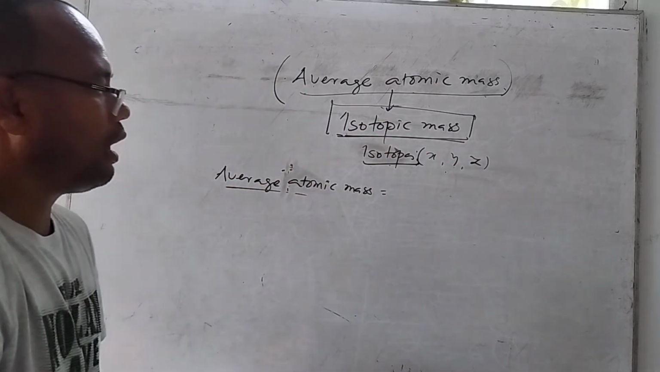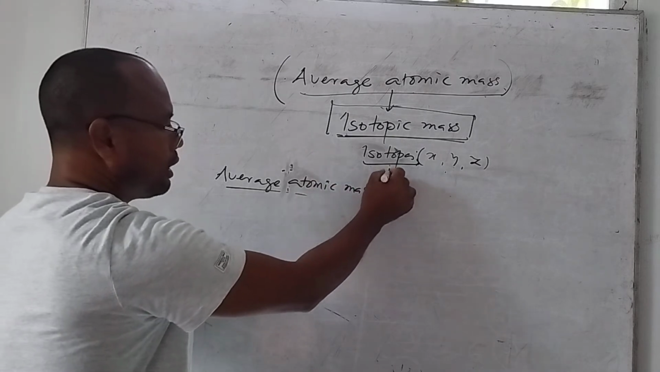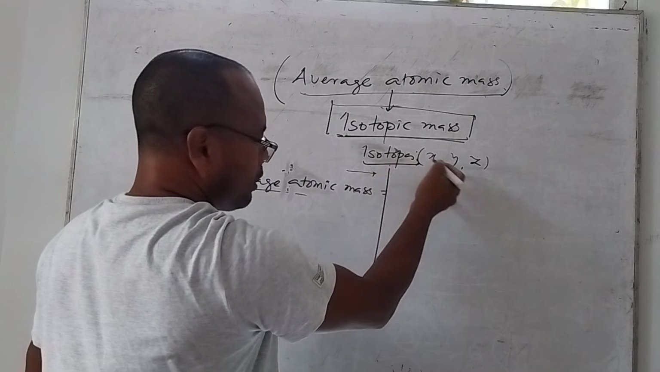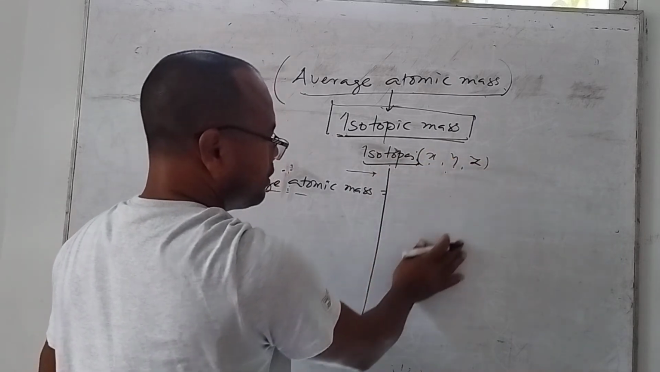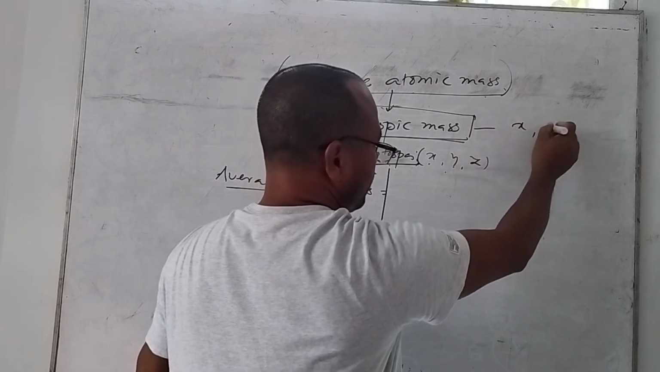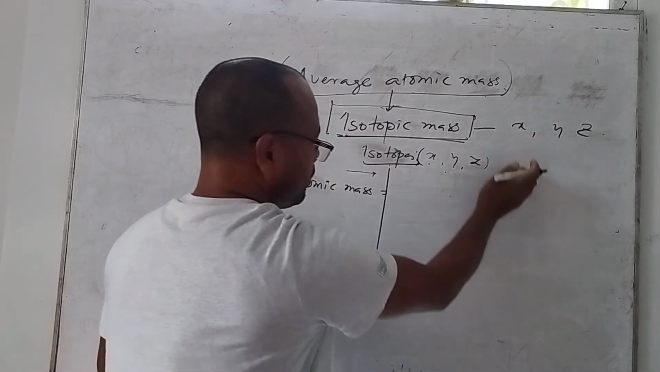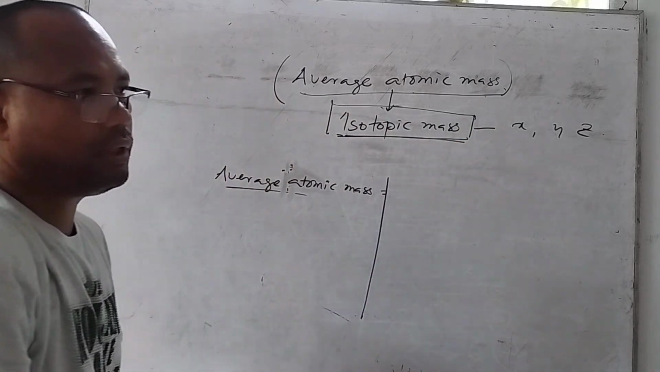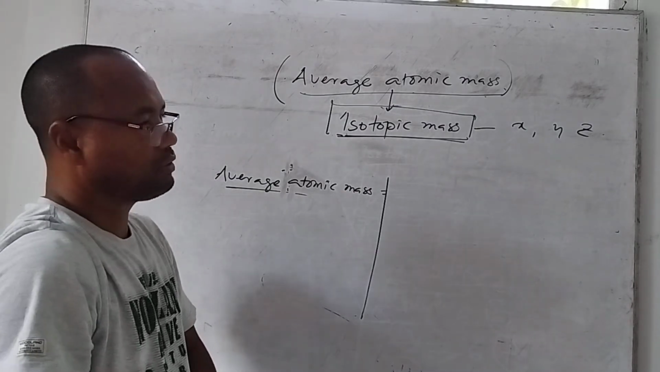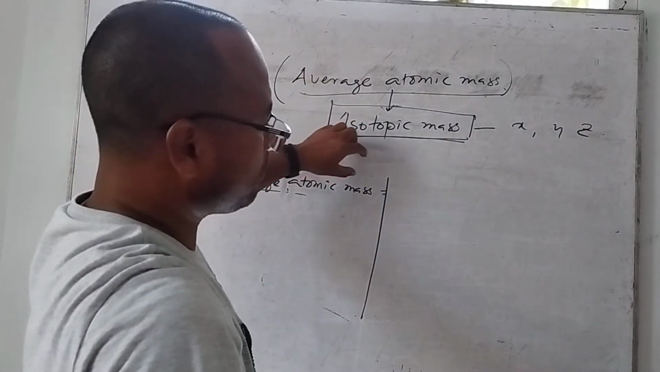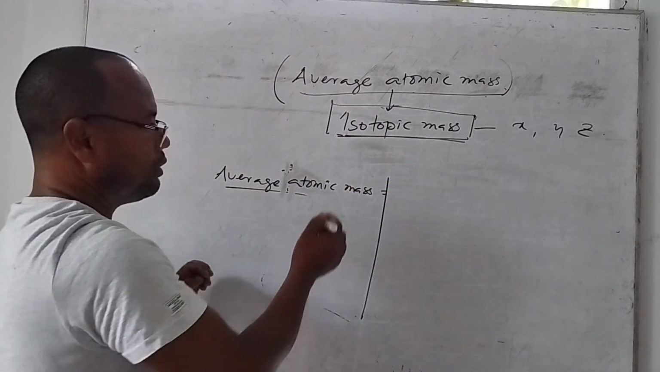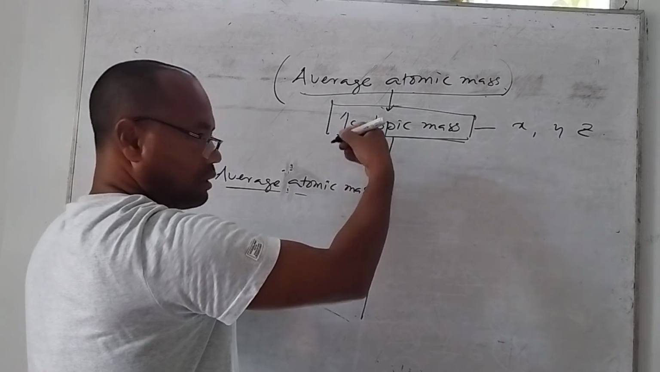Before I write the formula, I write what the isotopes are: X, Y, Z, and their isotopic masses X, Y, Z. I consider 3 isotopes. What are the isotopic masses of these 3 isotopes? I write X, Y, Z. And for these isotopes, we consider 2 key things.